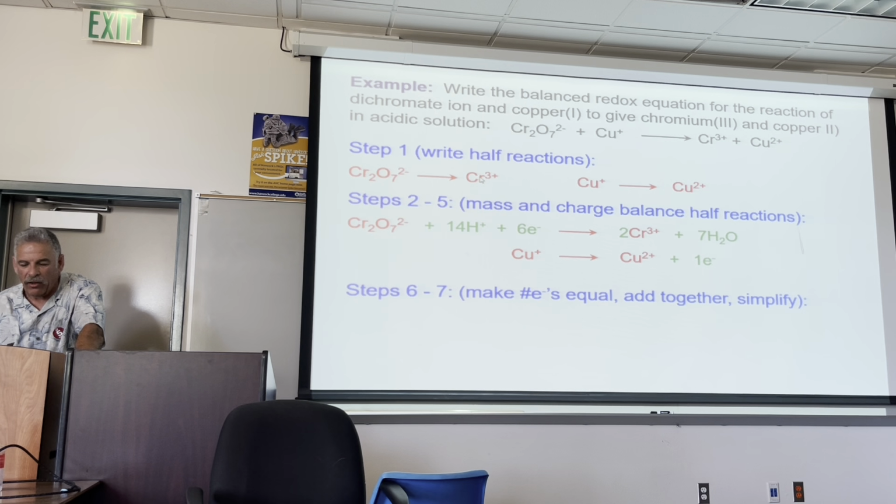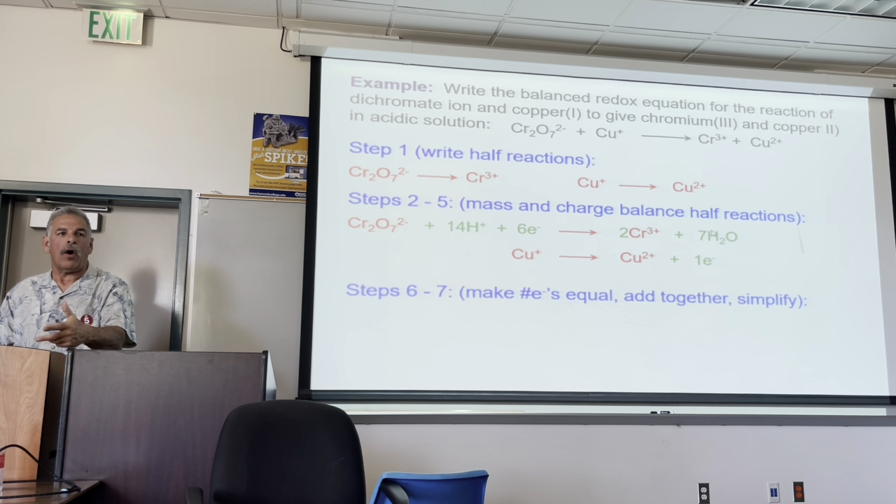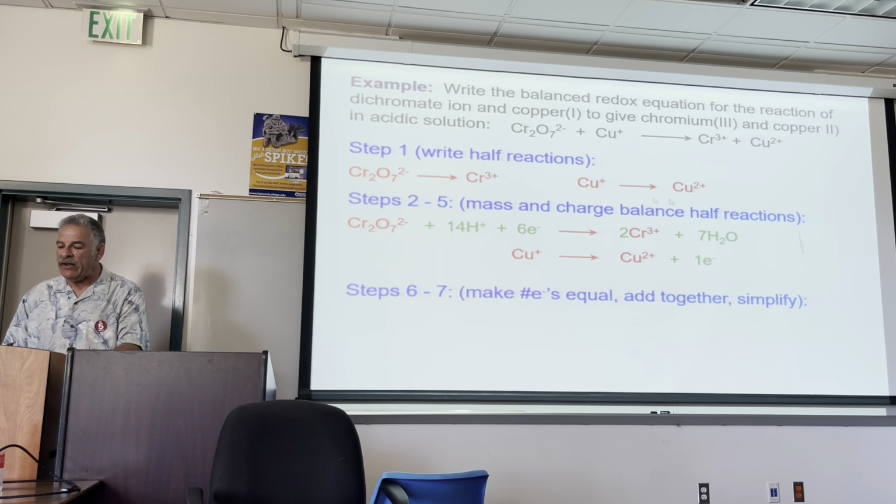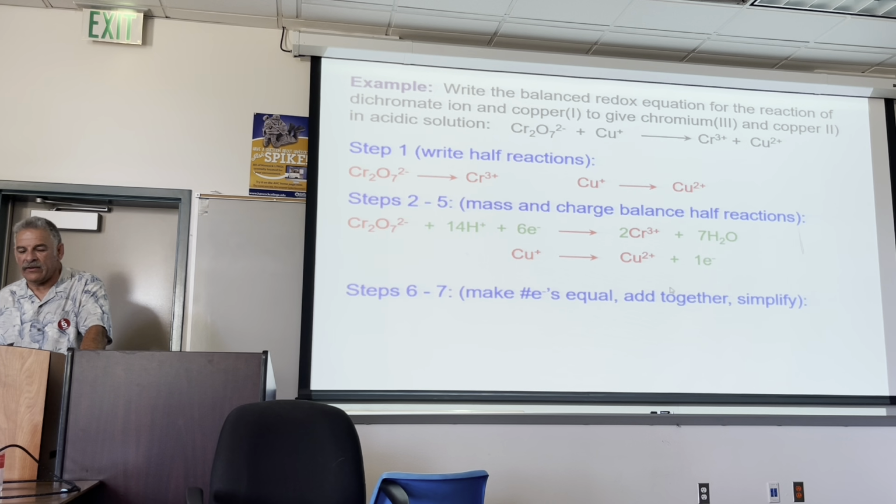So we're going to cover all those steps, Jules. Chromium 6 to chromium 3. There's oxygen on this side, but we can't just add oxygen on the other side. The only way we can add oxygen is to add water. So we add as many waters as there are oxygens, and there's 7 oxygens. And there's 2 chromiums, right?